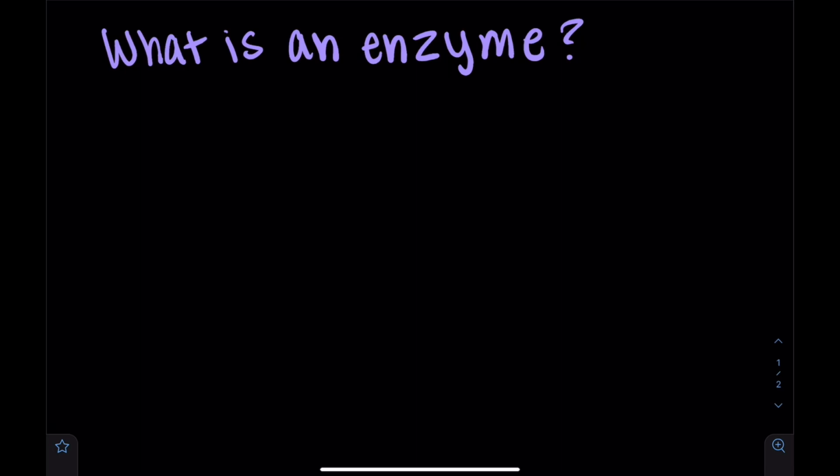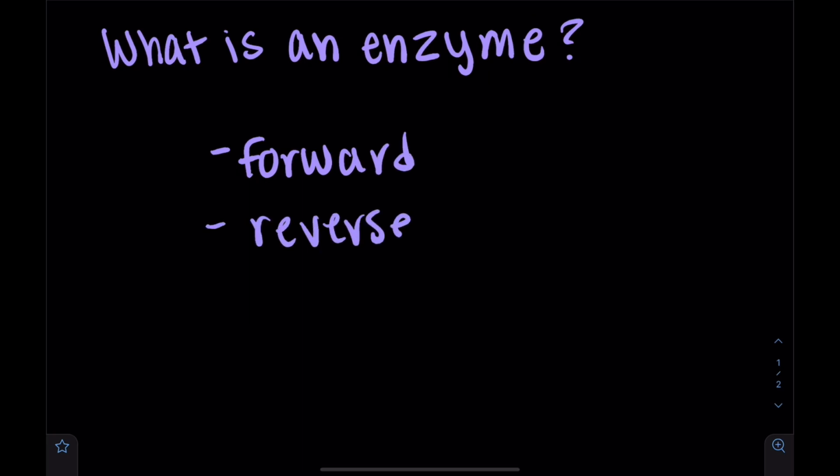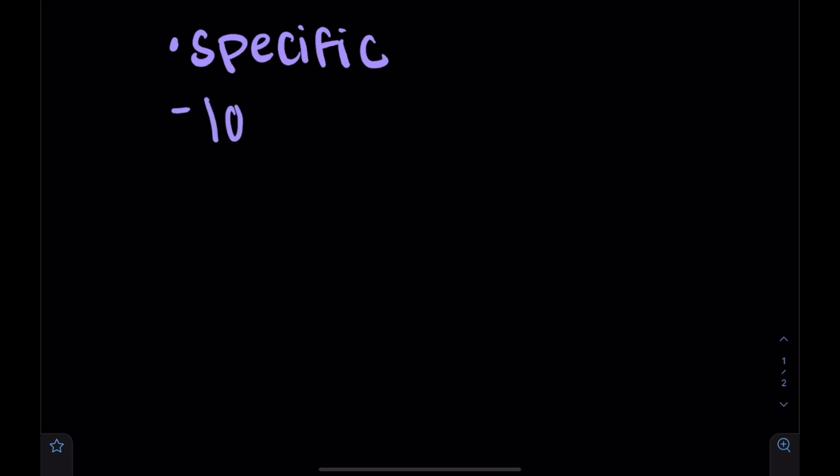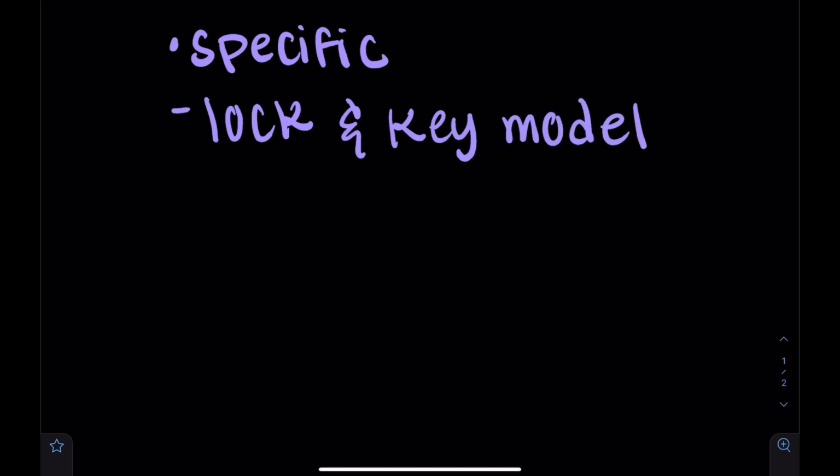Enzymes can be either catabolic or anabolic, and they can also perform some chemical reactions in both directions. So that could be the forward or the reverse reaction. So, enzymes are specific. This is a super important point. Many times you'll hear of the lock and key model, which I will get into in just a moment.